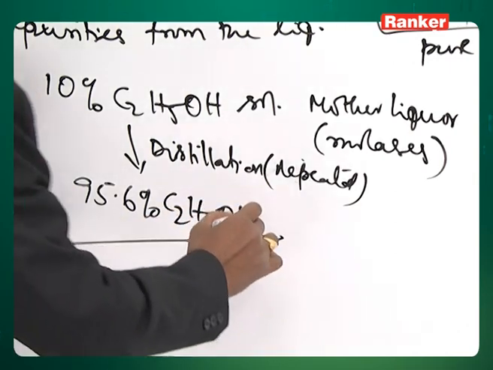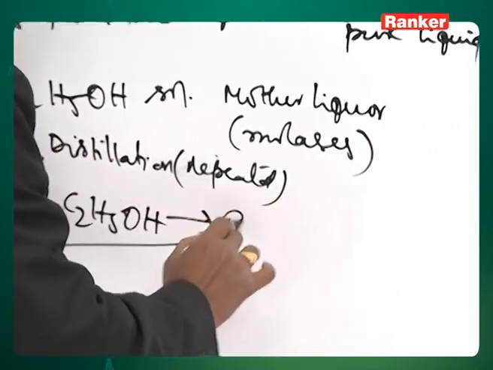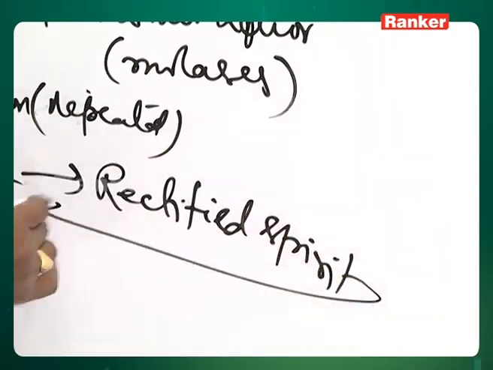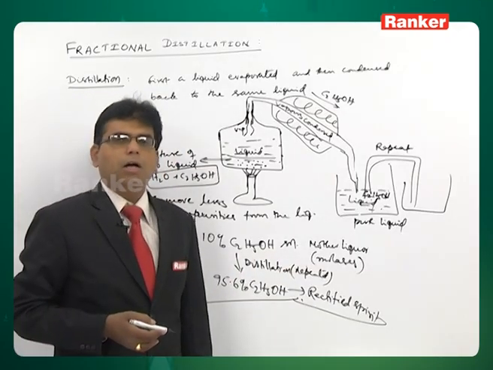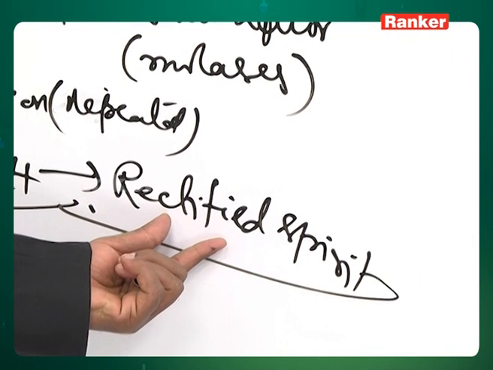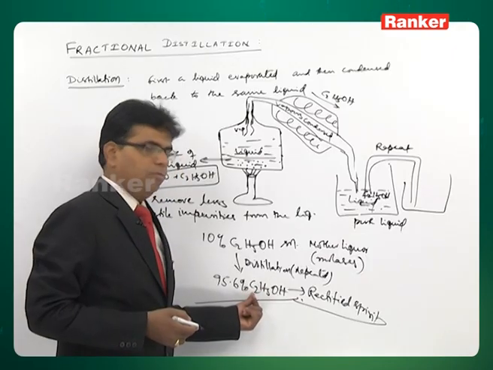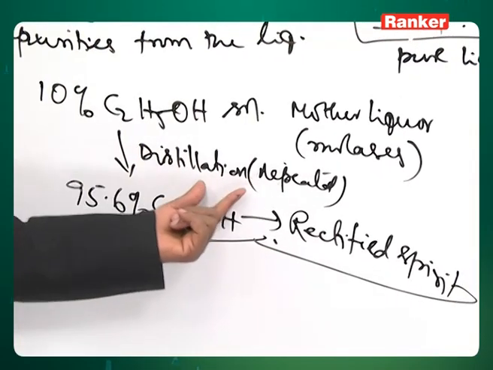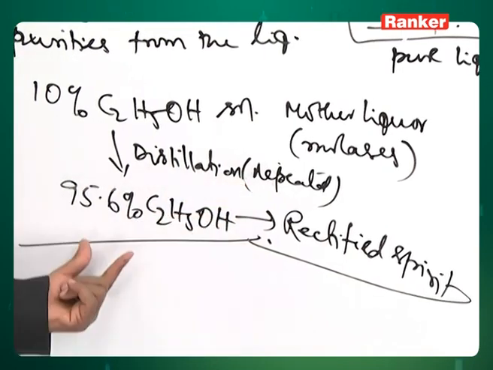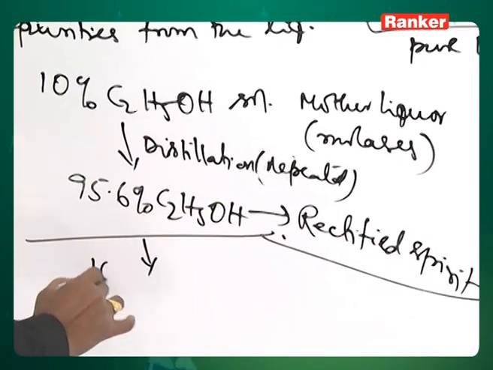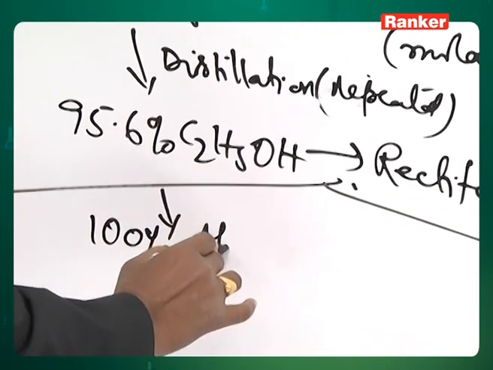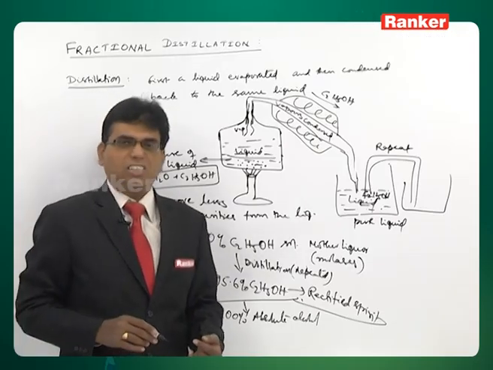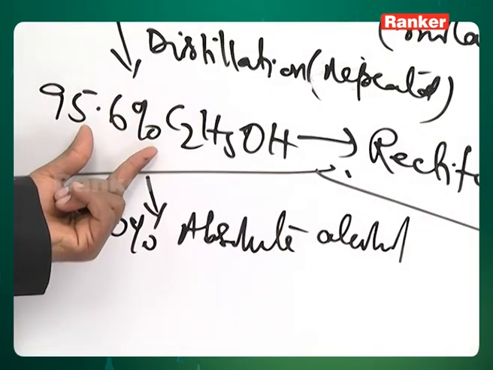But this is what in fact we call rectified spirit. This is even what we use for medical purposes. Now, this rectified spirit, from 10% to 95.6% ethyl alcohol, you can obtain by fractional distillation, but 95.6% to 100%, this is what we call absolute alcohol. For this, of course, we do not use fractional distillation, because there it forms an azeotrope.